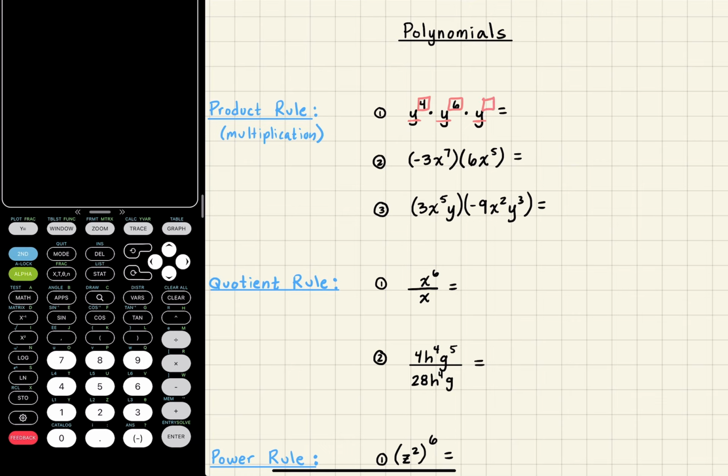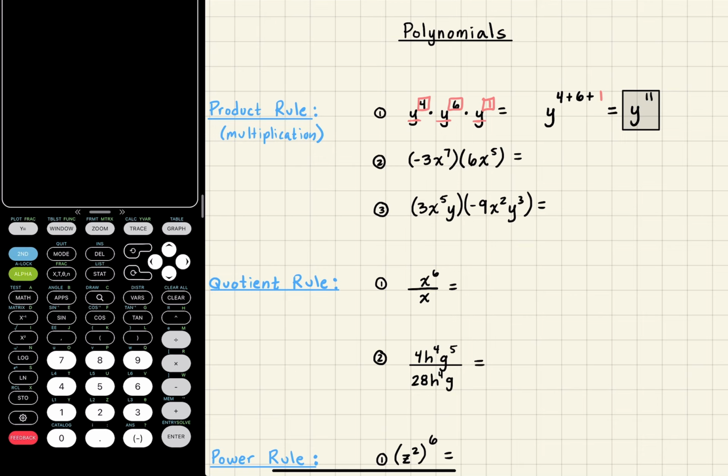Okay, so looking at problem 1 here, we see the base is y. So we'll keep y. And those exponents, we're going to add those up. That's 4 plus 6 plus, and you might think right here that there's no exponent, but if there's a variable there, there's definitely an exponent. It's understood to be a 1. So we know that exponent is a 1. And that'll give us a final answer of y to the 4 plus 6 plus 1. That is 11. And that would be our answer for problem number 1.